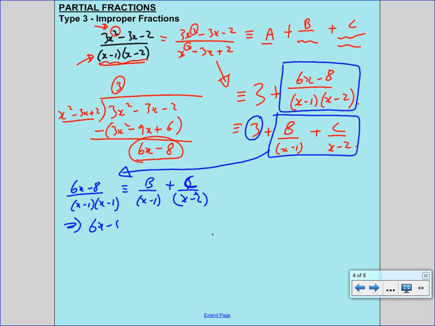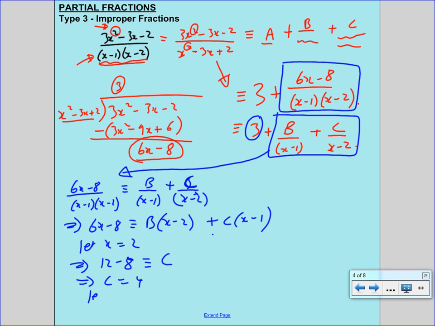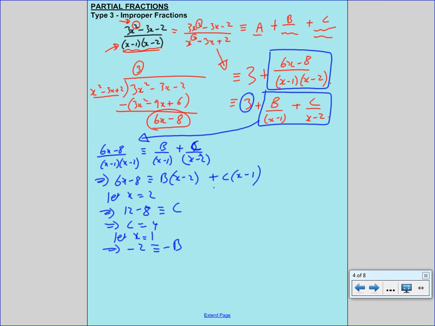So I can say 6x minus 8 is the same as b(x minus 2) plus c(x minus 1). Let x equal 2 implies 12 minus 8 is the same as, b disappears, 2 minus 1 is 1, so c equals 4. And let x equal 1 this time. So I get 6 minus 8, which is minus 2, is the same as 1 minus 2 times b, which implies b equals 2.